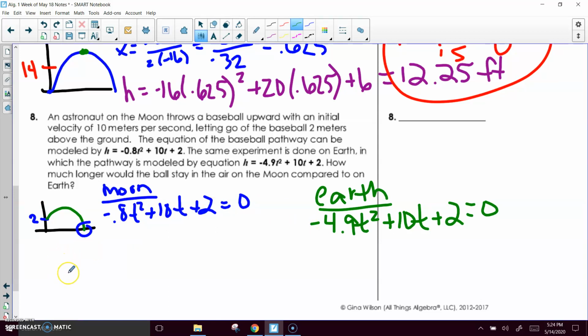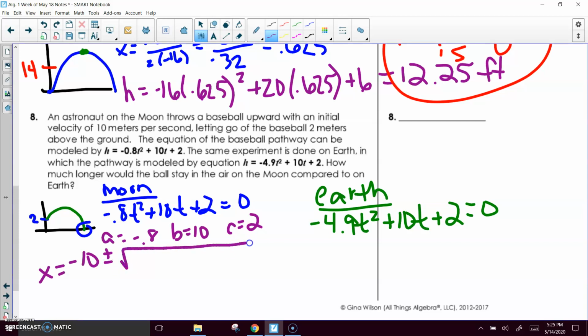Remember our quadratic formula. Sing the song. x equals negative b plus or minus the square root of b squared minus 4ac all over 2a. So my a value for the moon equation is negative 0.8. My b value is a positive 10, and my c value is a positive 2. So x equals negative b plus or minus the square root of b squared, 10 squared is 100, minus 4ac all over 2a.